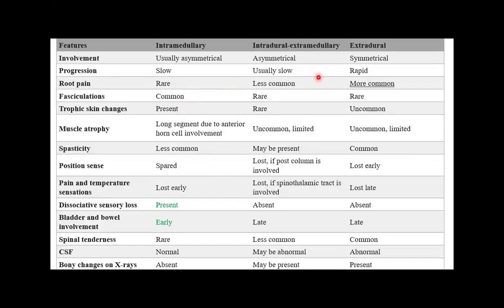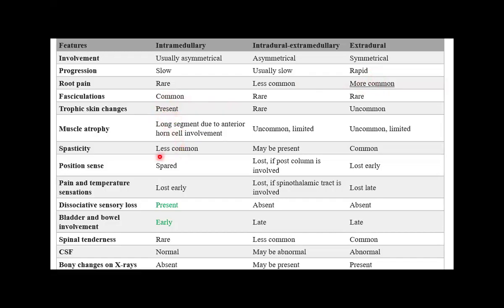Here, if we compare all the three, we can see that usually intramedullary lesions and intradural extramedullary lesions are asymmetrical, whereas extradural is more symmetrical. And the progression is also rapid, and root pain is more common. And as we discussed, fasciculations, element involvement, muscle atrophy are all common with the intramedullary lesion.